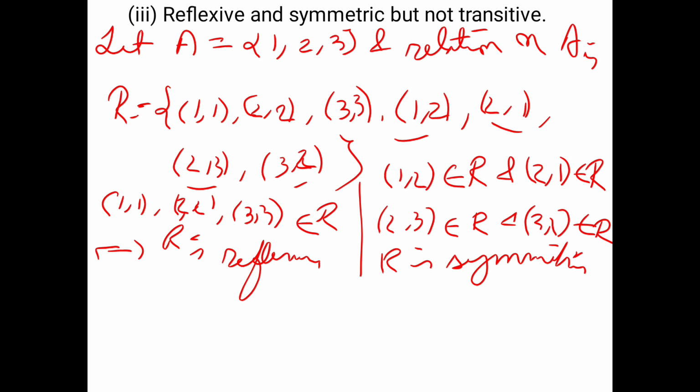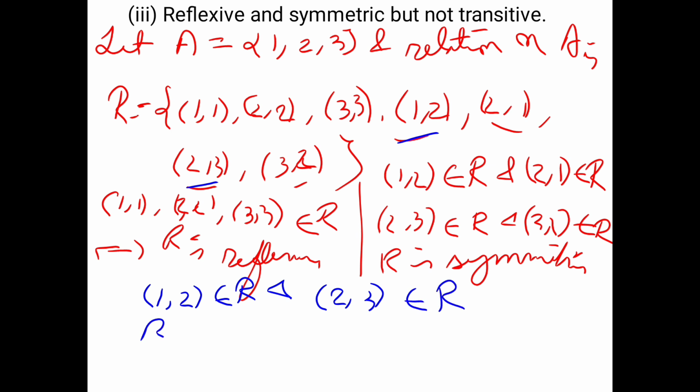Transitive, first element related to second element, related to third element. First element is related to second element, and second element is related to third element. That forms a loop, but first element is not related to third element. So R is not transitive.